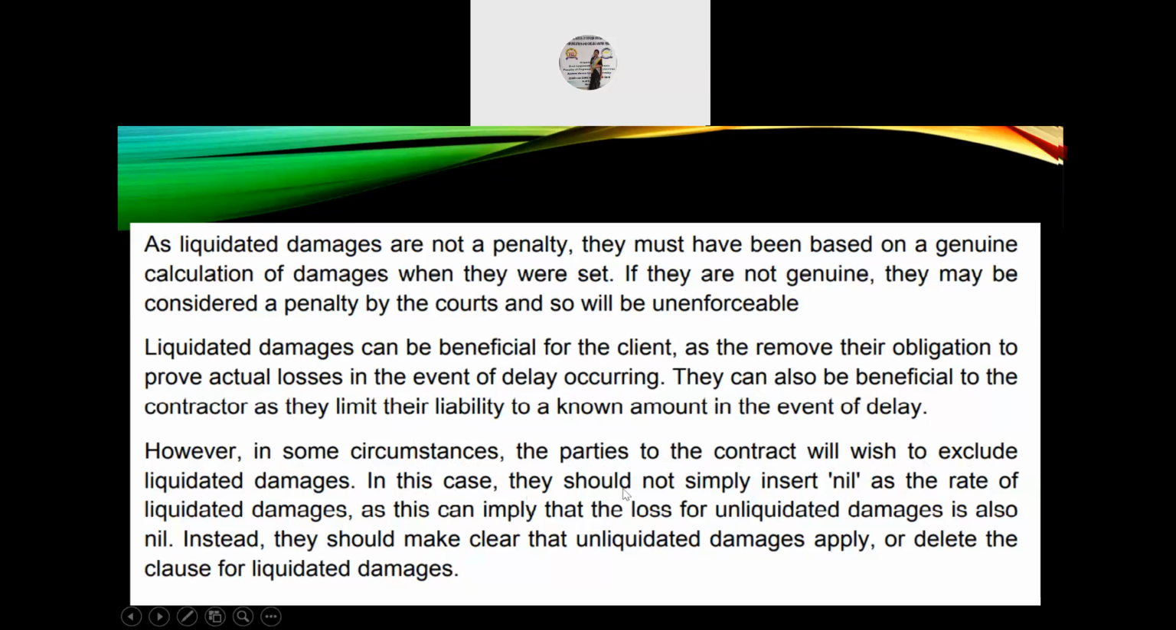In this case, they should not simply insert nil as the rate of liquidated damages, as this can imply that the loss for unliquidated damages is also nil. Instead, they should make clear that unliquidated damages apply or delete the clause for liquidated damages.